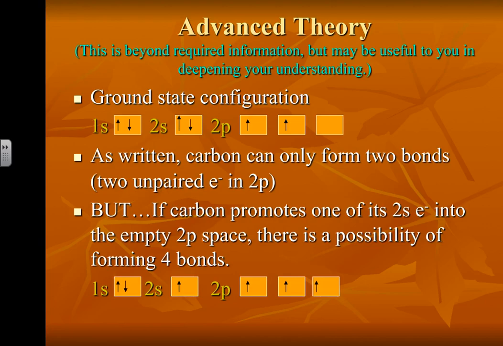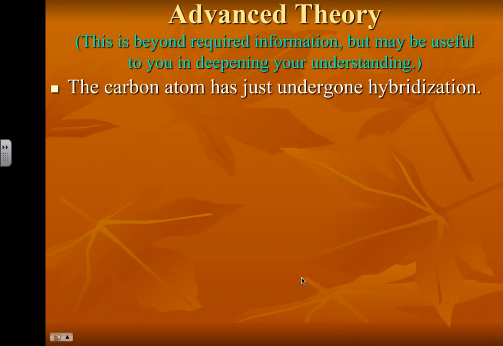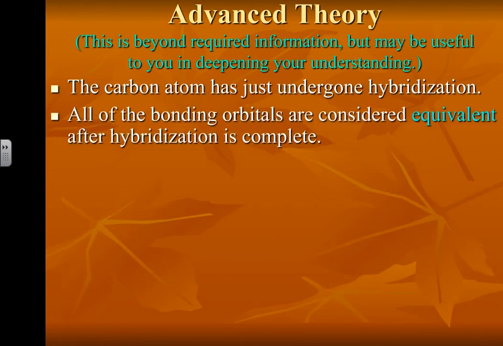Okay, so we have this opportunity where carbon can promote. And if you continue on, what this second diagram means is that carbon has undergone what's called hybridization. All of these orbitals, and this is maybe the weird part, because when you look at that previous picture, you see one S electron, and now you have three P electrons. But read with me, all of the bonding orbitals are considered equivalent now after hybridization has been completed. You're kind of meshing together, and now you're considering that they're all the same.